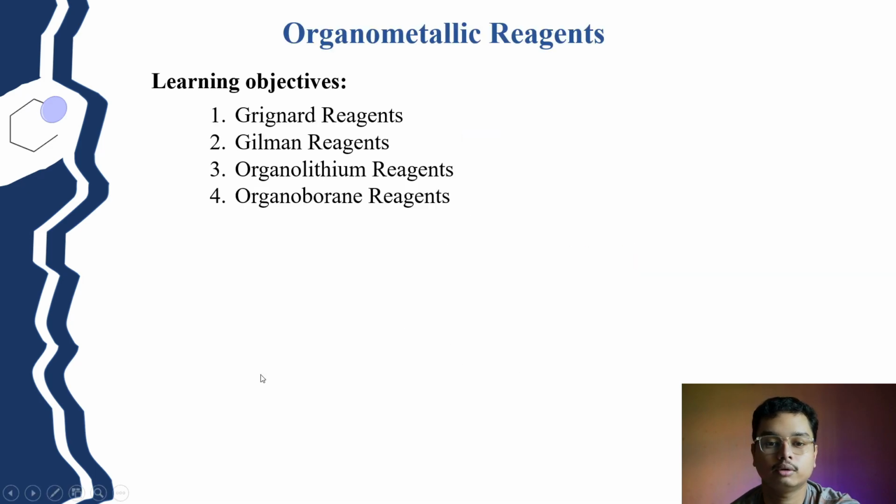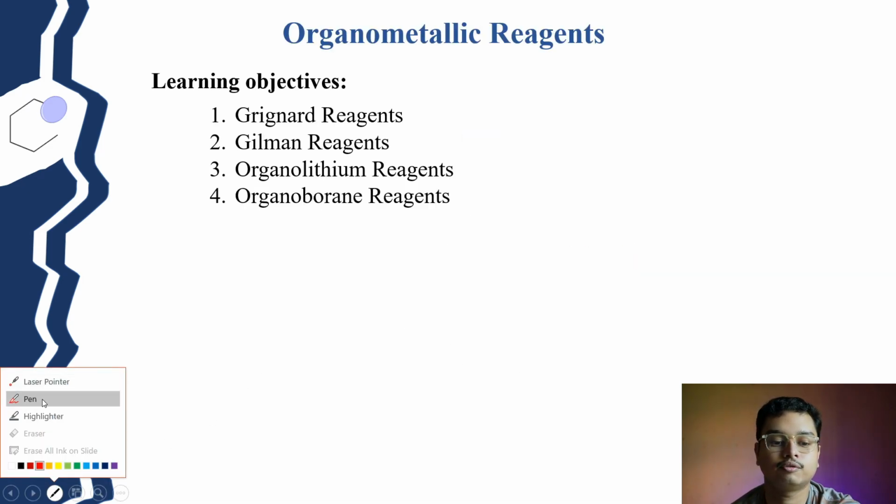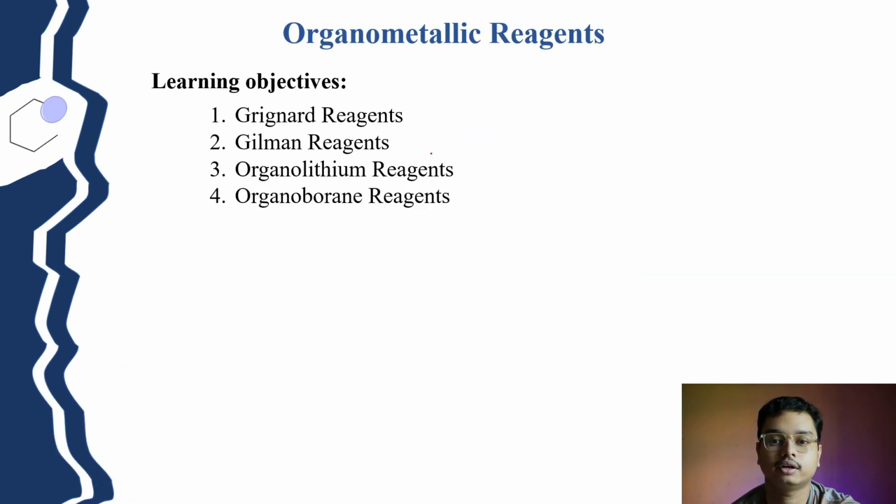In organometallic reagents, basically we are focused on four different organometallic reagents here. One is the Grignard reagent, a magnesium based organometallic reagent. Then we are talking about the Gilman reagent, the organocopper mediated organometallic reagent. Then organolithium, that is lithium based, and organoboron, that is boron based organometallic reagents.